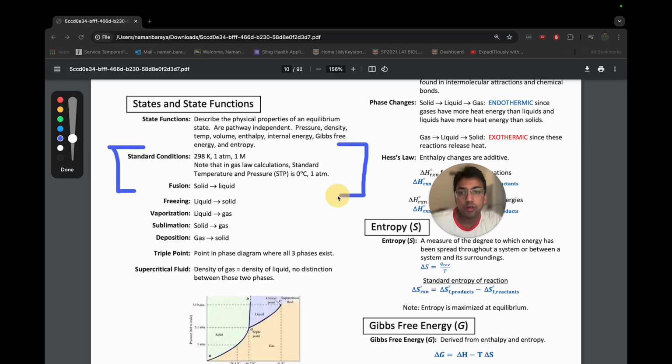Okay, standard conditions. This is kind of important because they might give you reactions happening in standard conditions. So just remember, this is 298, 1 atmosphere, and then 1 molar. Those are standard conditions for gases.